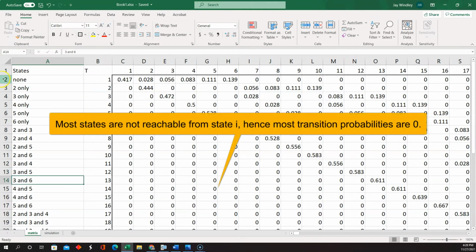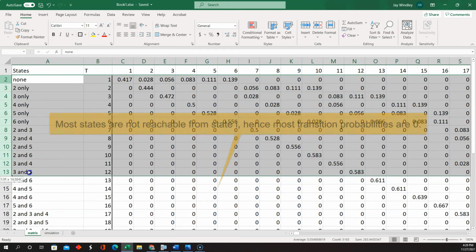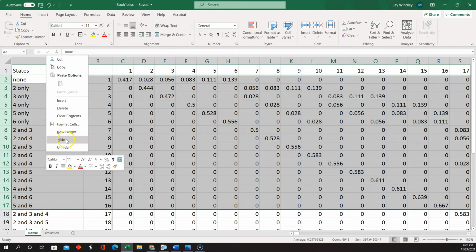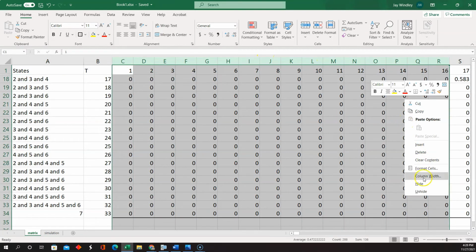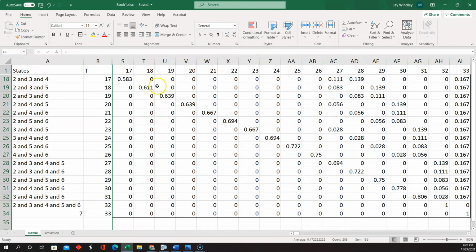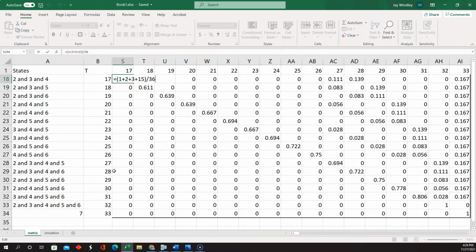Just to pick something a little bit more interesting to look at. As an example, if you're in state 17, which means we've rolled a 2, 3, and 4, you could stay in state 17 if you roll a 2, which there's one way of that happening, if you roll a 3, if you roll a 4, there's 3 ways of rolling a 4, or if you roll any of the big numbers. If any of those things happen, then you're still in state 17.